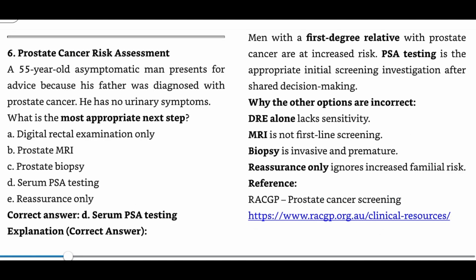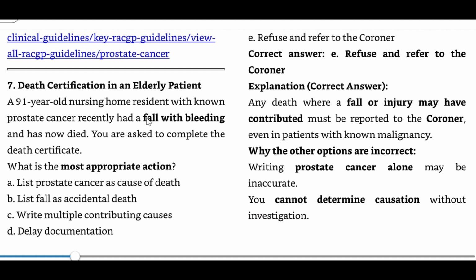especially if this death is caused by falling or injury or trauma. So any death where a fall or injury or trauma has contributed, refuse to complete the death certificate and list any factor as a cause of death, and refer to the coroner to investigate the exact cause of death.